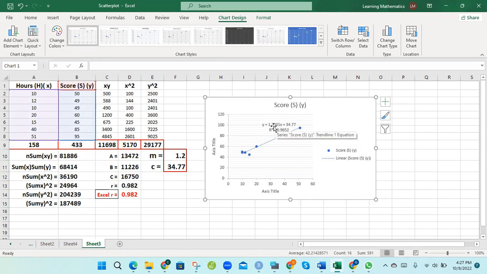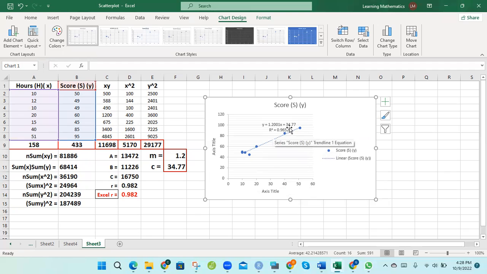Here is the linear model. The slope is 1.2, like how we calculated, and the y-intercept is 34.77. We know the interpretation of the slope is such that whenever the hours increase by 1, the score increases by 1.2. Whenever the x variable increases by 1 unit, always 1 unit when you're interpreting the slope. So the x variable here is hours. So every 1 hour you study, your score will increase by 1.2%. So that's the interpretation of the slope.